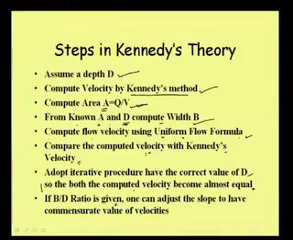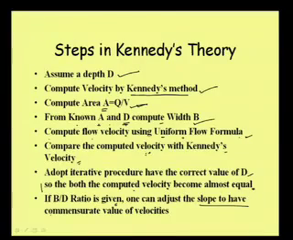So this is the procedure, and if the B by D ratio is given, one can adjust the slope to have a commensurate value of velocity. Commensurate value of velocity means again that these two velocities should be almost equal. So, these are the steps that we follow in Kennedy's theory.